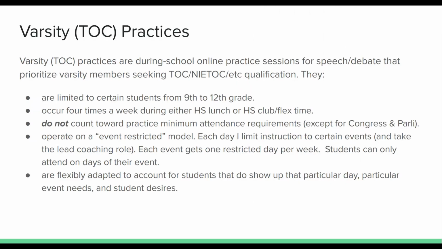What are varsity TOC practices? So these are a little bit different. These are during school practice sessions that we have for speech and debate that are for those high-level varsity senior members that are trying to get TOC qualification.